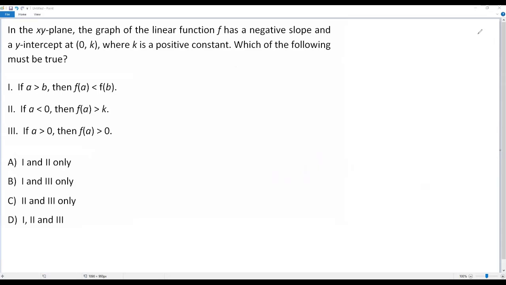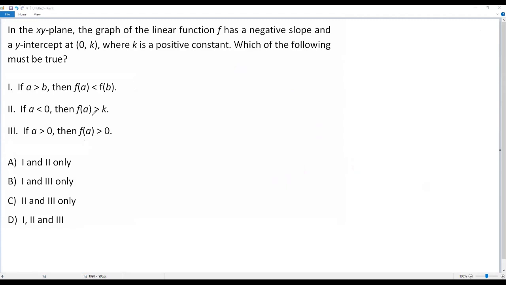Here we have a SAT math problem. Okay, let's go to the question. In the xy plane, the graph of the linear function f has a negative slope and a y-intercept at (0, k), where k is a positive constant. Which of the following must be true? Here we have three statements and we have to find whether one or more statements are true or not.